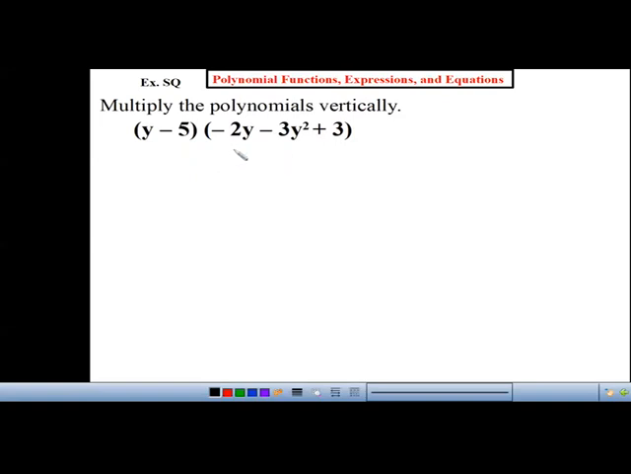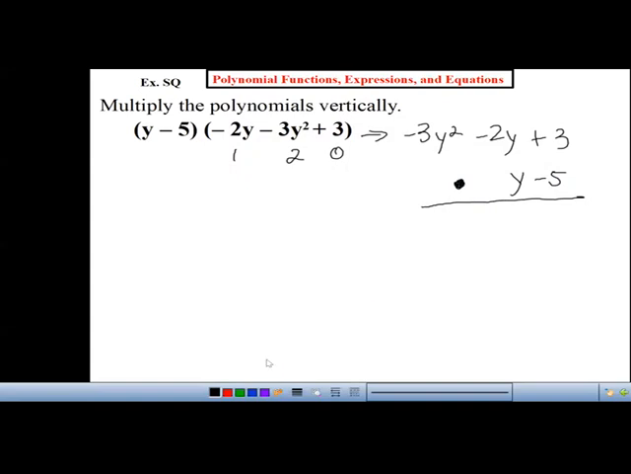No. Let's see. This is to the first degree. This is to the second degree. This is to the 0 degree. So I need to rewrite this, starting with the highest degree, which is 2. So it's negative 3y squared. Then from there, negative 2y. And at the end, positive 3. I write my other polynomial underneath, y minus 5. Multiply.